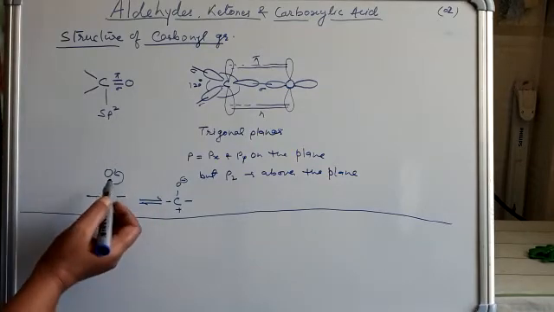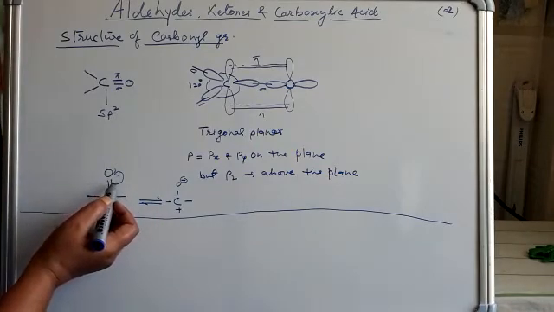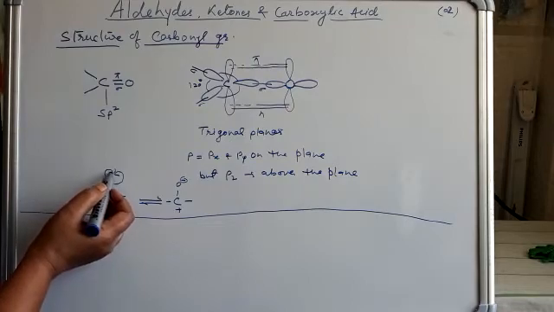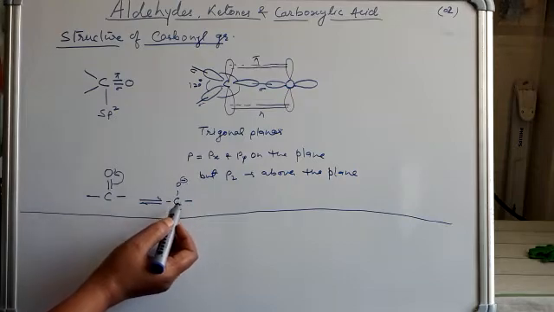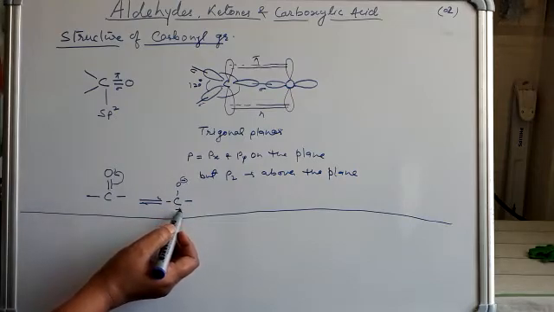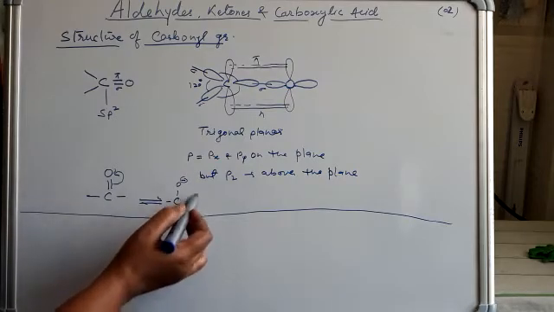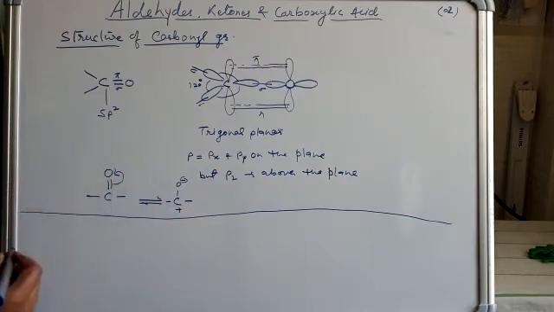And due to the presence of this pi bond, which is shifted towards the more electronegative oxygen, oxygen acquires a negative charge and carbon acquires a positive charge. This is the reactive nature of the carbonyl group.